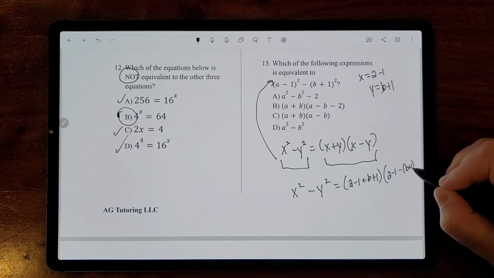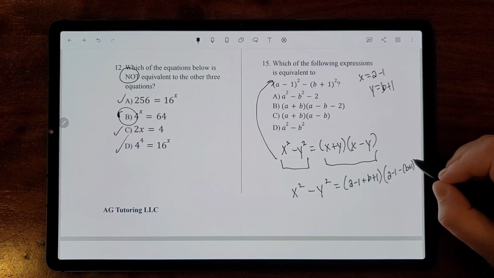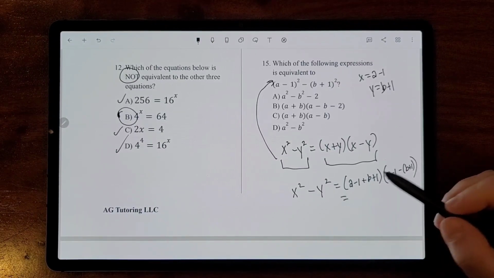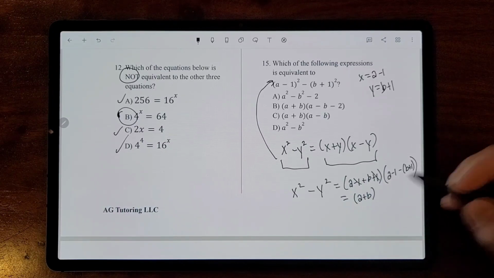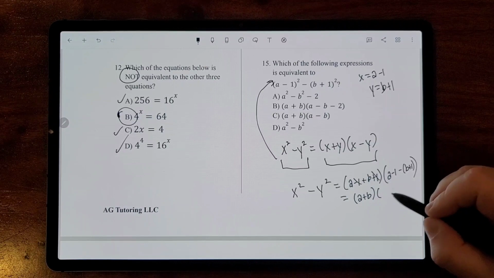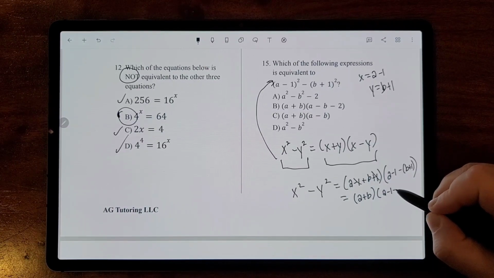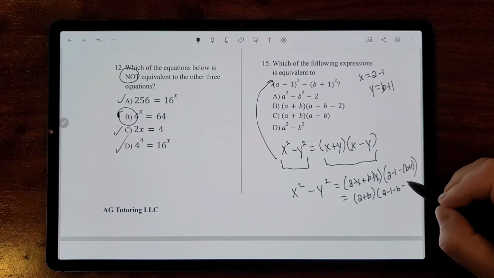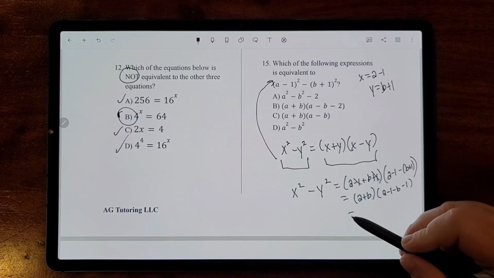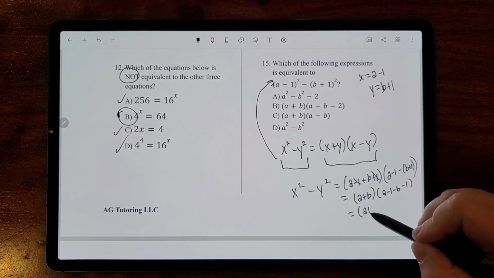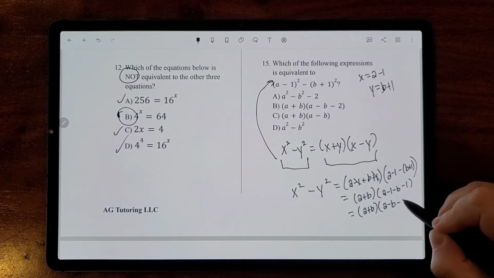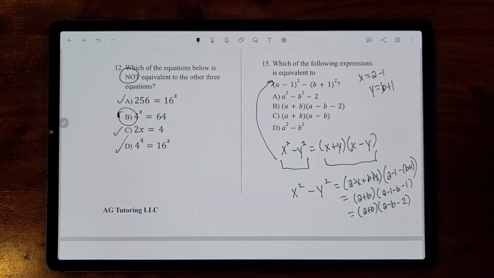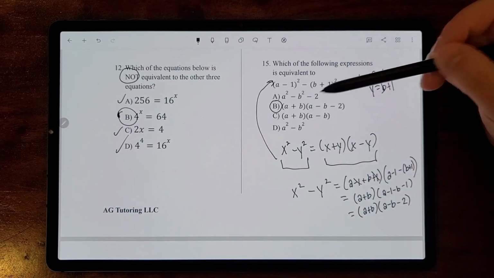So this would be minus, remember, it's not just minus b, it's minus the whole thing, minus (b plus 1). That's why I put it all in parentheses, so I remember to minus the whole thing. Now, when we simplify this, the negative 1 and plus 1 cancel out, so this is just a plus b. And then over here, we're going to have a minus 1, and then distribute that minus to each term in parentheses, so minus b minus 1. So then this is going to turn into (a plus b) times (a minus b minus 2) over here, which is exactly what we have here for answer choice B.